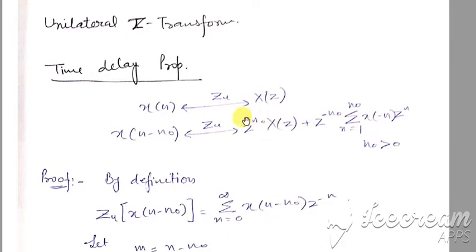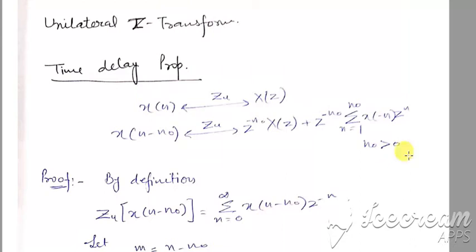Here, if the Z transformation of x[n] is equal to X(z), where the subscript U stands for unilateral Z transformation, then the unilateral Z transformation of x[n minus n0] is equal to z raised to the power minus n0 X(z) plus z raised to the power minus n0 summation n varies from 1 to n0 of x[minus n] z raised to the power n, while n0 is greater than 0.